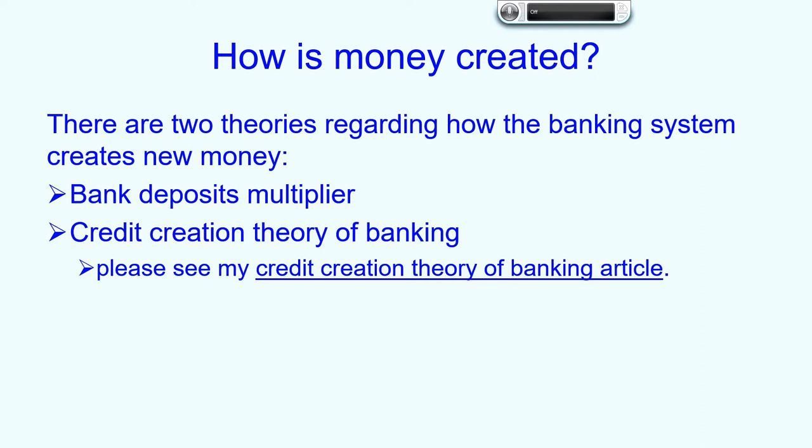So this lecture will consider primarily two important theories for explaining how banks create new deposits and how they create new money. The first theory is the one you will find in traditional textbooks, which is the bank deposits multiplier. The second theory is the credit creation theory of banking, which is discussed in my article on the Economics Network entitled The Credit Creation Theory of Banking. The economics profession do not agree on how banks create new money. And so these are two contending perspectives on how banks create money.